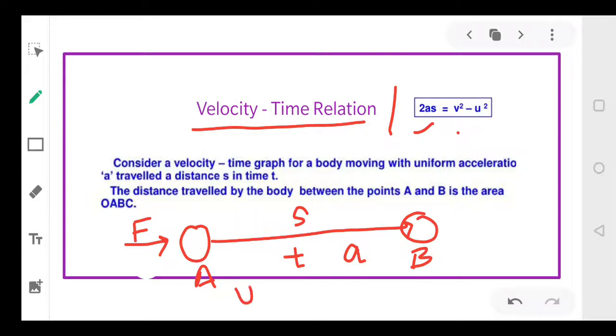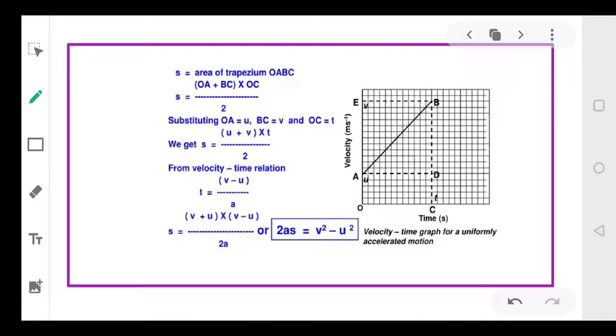Now its velocity was U when the object was at position A. Now its velocity is V. So again we see that the velocity has changed, isn't it? The velocity has changed, so it will have some acceleration, and your acceleration will be equal to V minus U upon T, right? I hope you've understood. Okay, let's come to the next.